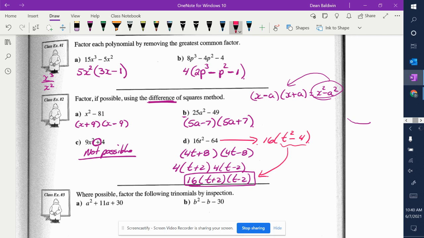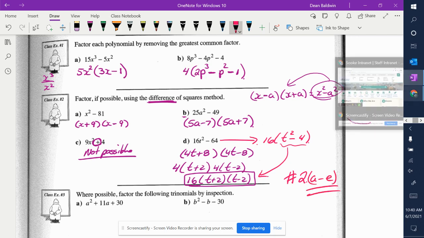I want to wait to do the next one. So all I want you to do here is number 2, A to E. Just number 2, A to E, please.